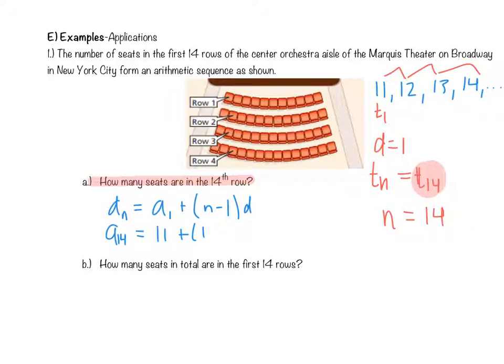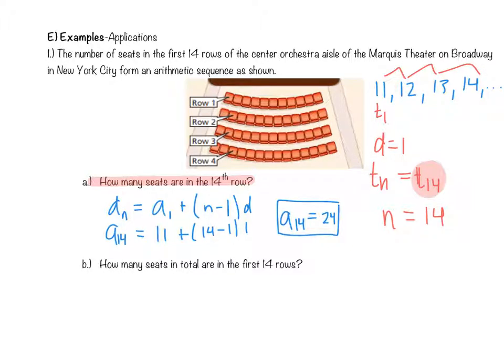We don't have 11 numbers in our sequence, we have 14 numbers in our sequence. Minus 1, and the common difference was 1. 14 minus 1 is 13. 13 times 1 is 13. Plus 11 is 24. So a sub 14 equals 24. What that means is that in the 14th row, there will be 24 seats in that row.